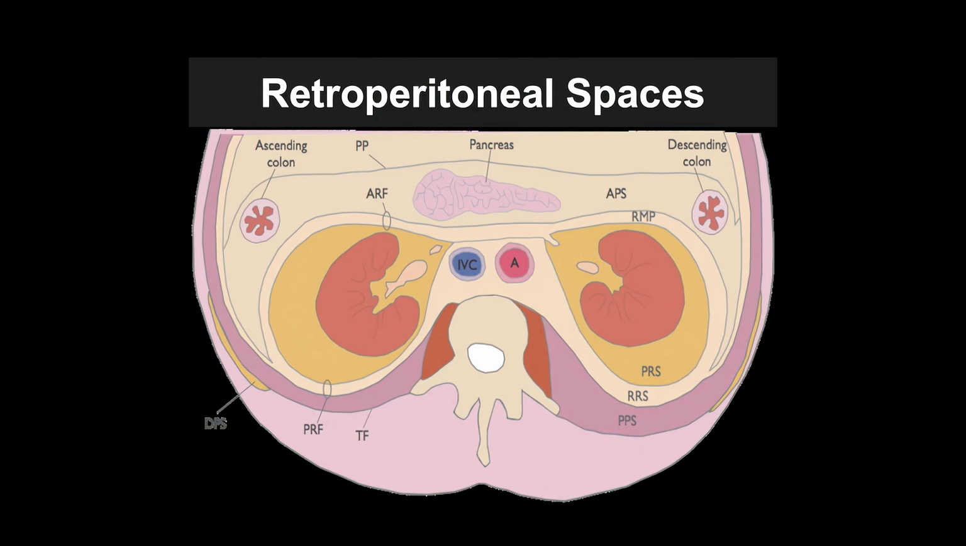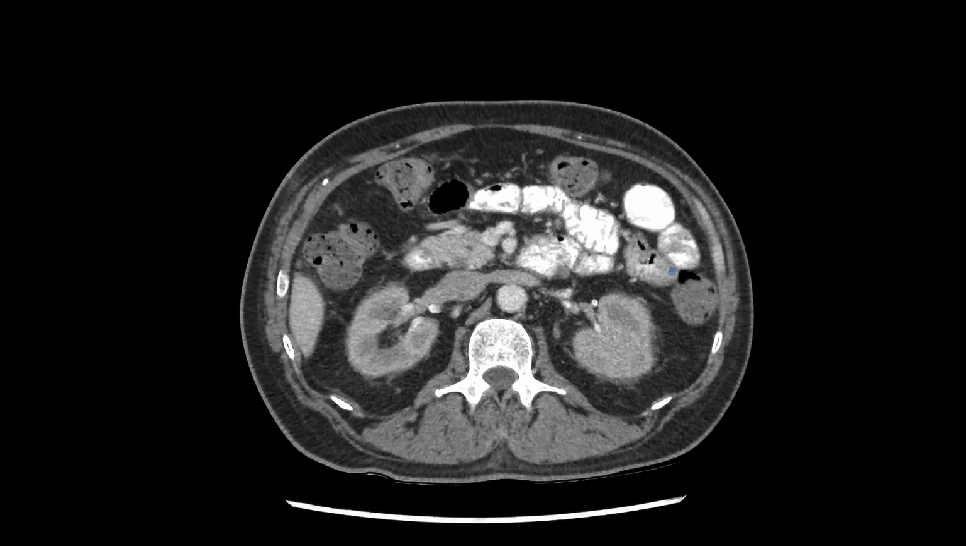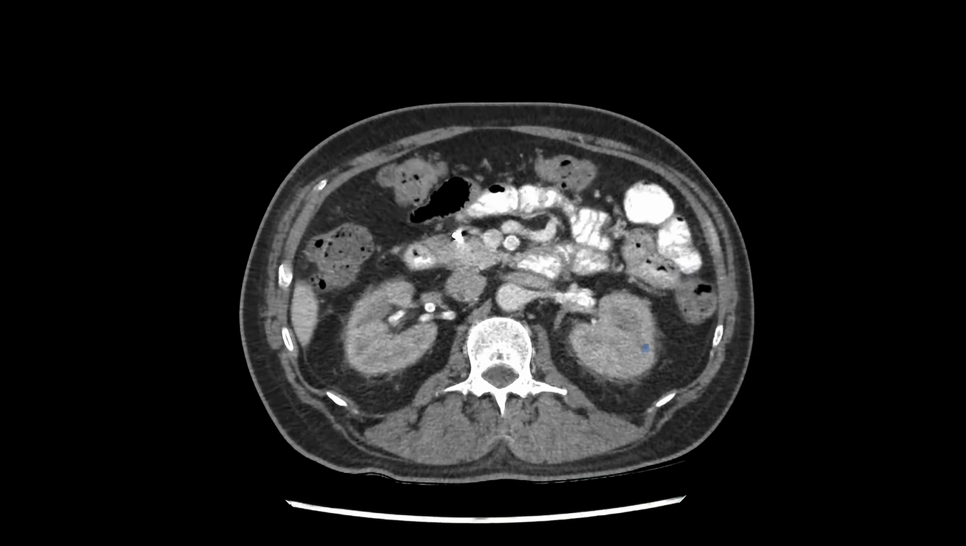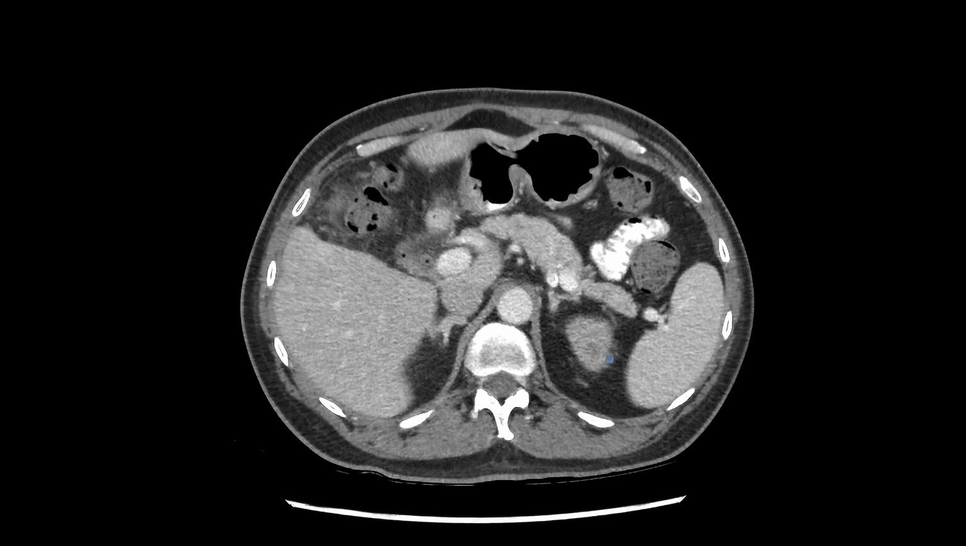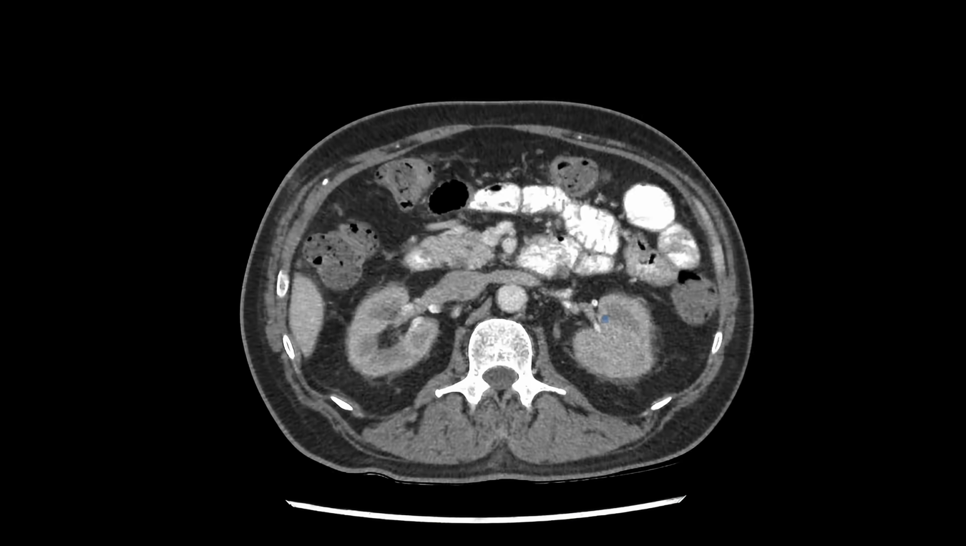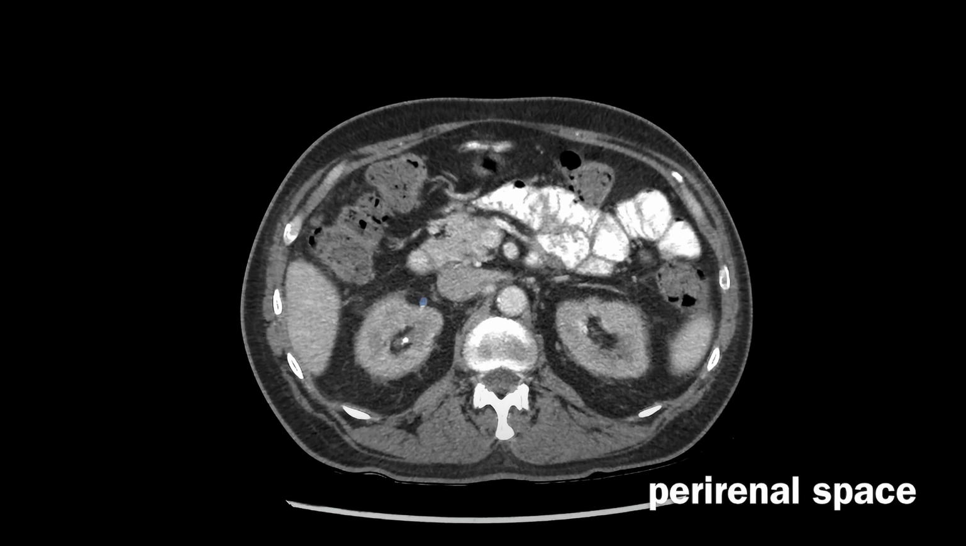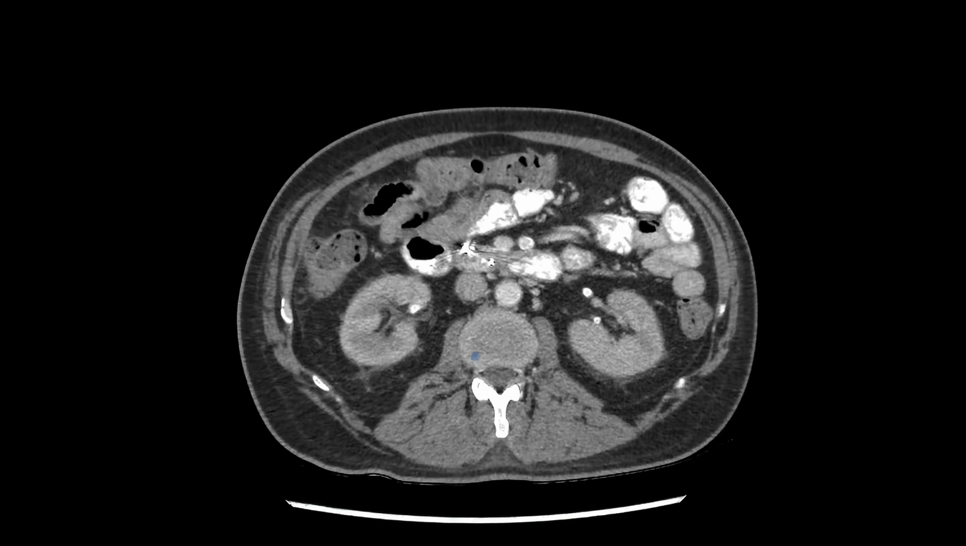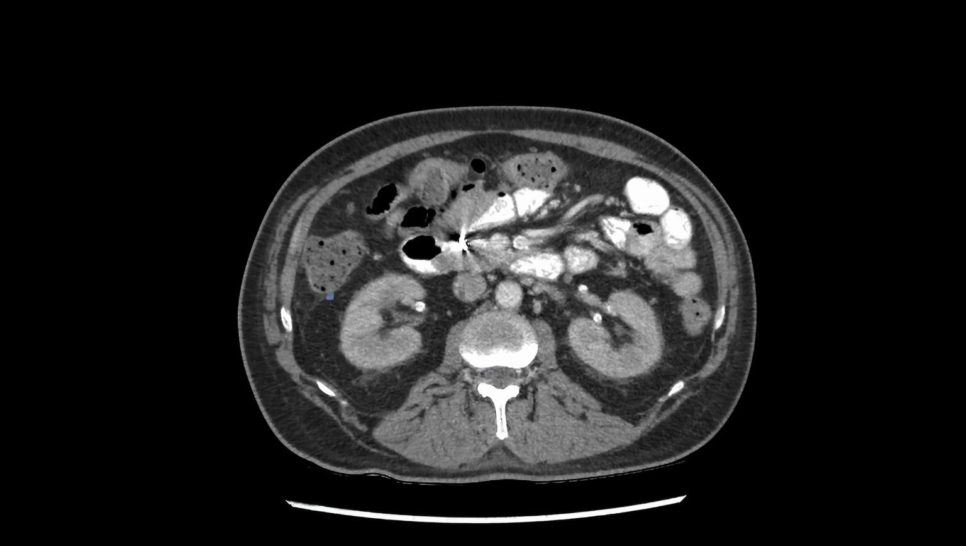So let's go back to our CT. Okay, so let's review these retroperitoneal spaces and structures. So this is the left kidney and this is the right kidney. This is the adrenal here on the left, and this is the right adrenal here. And the adrenal and kidney are in this perirenal space. Okay, and you can see the anterior perirenal fascia and posterior perirenal fascia here as well. Remember, the anterior perirenal fascia is called Gerota's fascia, and the posterior perirenal fascia is called Zuckerkandl's fascia.